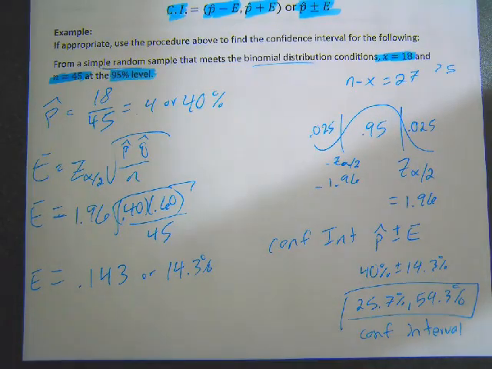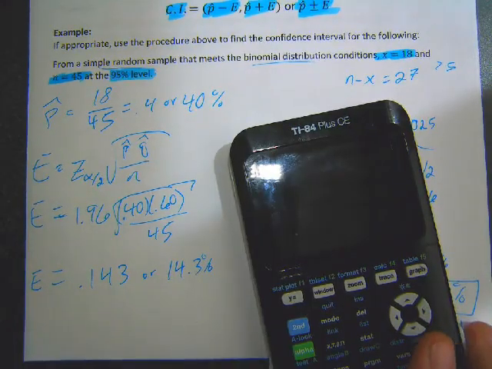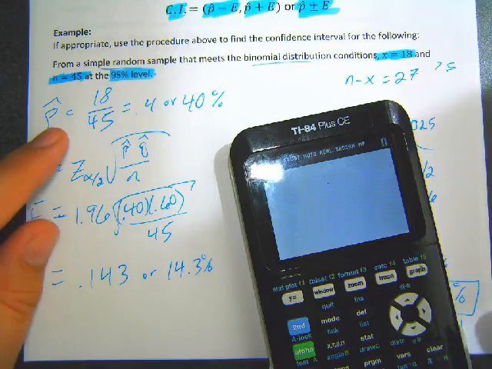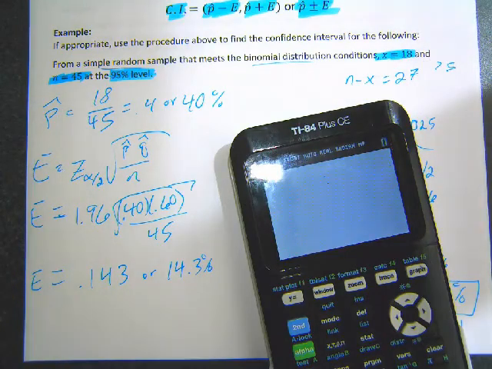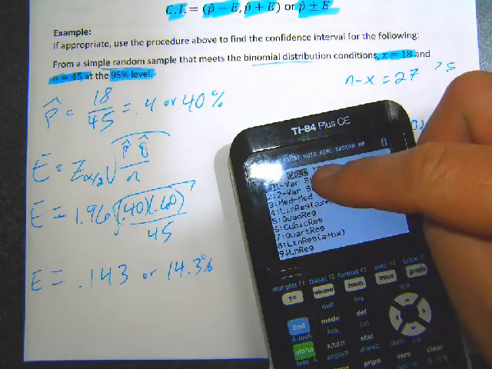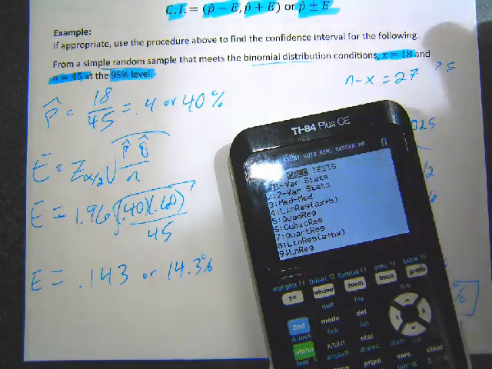You can find the confidence interval just using your calculator. Because, of course, this calculator does everything, and it does find confidence intervals for you. So if you're doing a proportion question like this, where you have x and n, you're finding a proportion, you can do the stat button and go to the calculate option. And this has a bunch of different things for calculating confidence intervals.